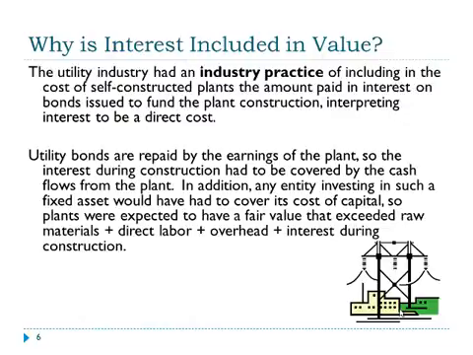Utility bonds are repaid by the earnings of the plant, so the interest during construction had to be covered by the cash flows from the plant before the plant actually operated. In addition, any entity investing in such a fixed asset would have had to cover its cost of capital, so plants were expected to have a fair value that exceeded raw material costs, direct labor, overhead, and that interest during construction.